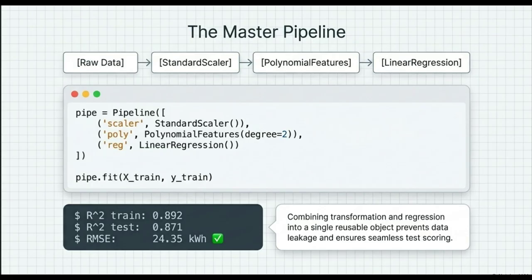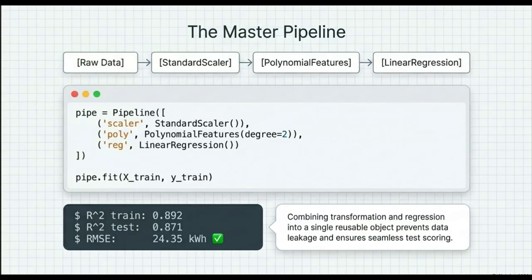We get an R squared of 0.87 and a root mean squared error, an RMSE, of 24.35 kilowatt hours. Which is fantastic. Yeah, considering the building's energy ranges from 180 to 620, being off by only 24 is incredibly precise. This is a highly accurate deployable model. It is entirely ready for the real world.